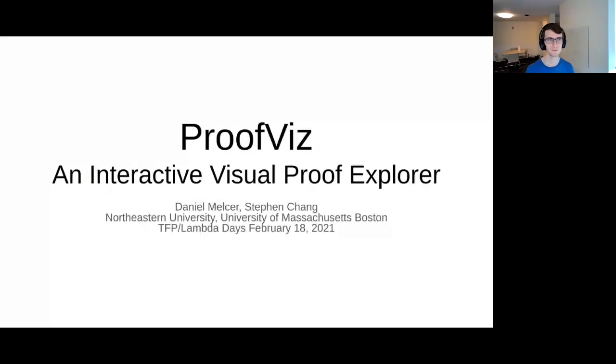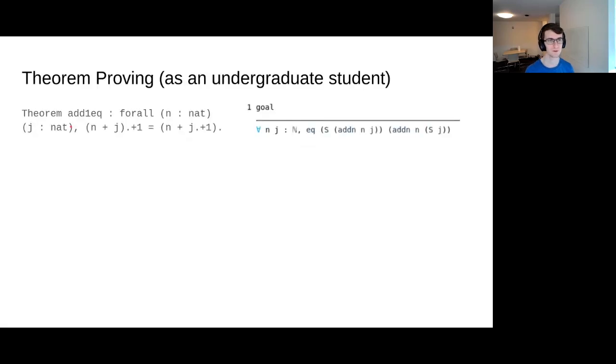Yeah, my name is Daniel, and I'm going to present Proofviz, an interactive visual proof explorer. So let's say that you are an undergraduate and you're taking a course on theorem proving. You just covered induction. You want to prove this theorem that, if you add two numbers and add one to the result, it's the same as first adding one to one of the numbers and adding them together.